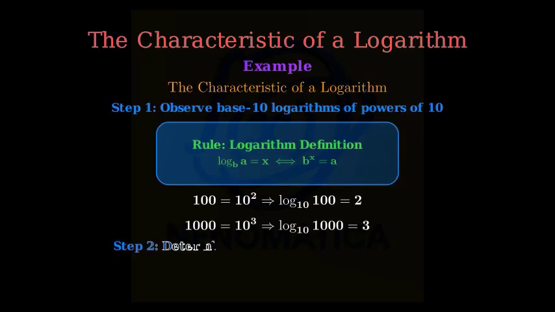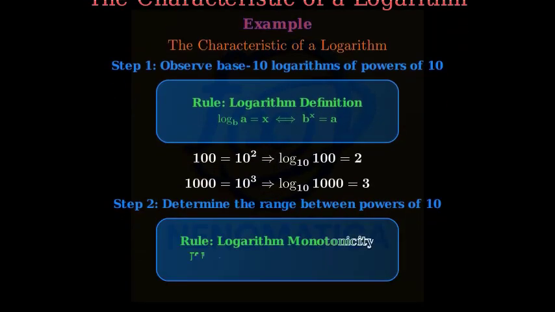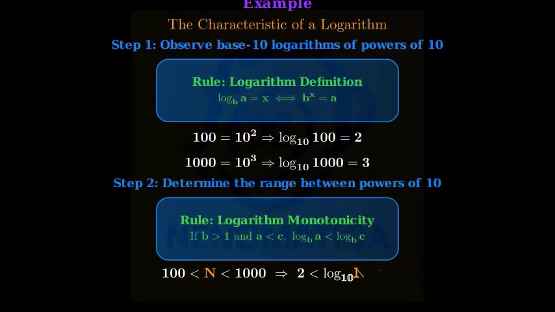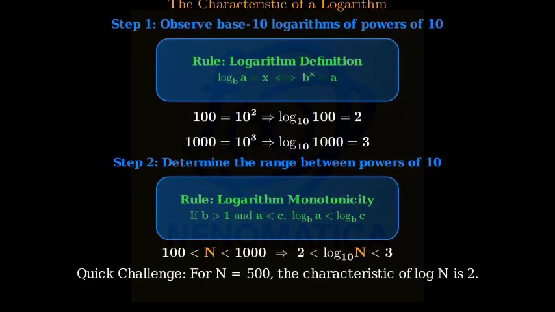Step 2. Determine the range for numbers between powers of 10. Since the logarithm with base greater than 1 is increasing, if a is less than c, log base 10 of a is less than log base 10 of c. Therefore, if a number n lies between 100 and 1000, its logarithm lies strictly between 2 and 3. Quick challenge. If n equals 500, what is the characteristic of log n?